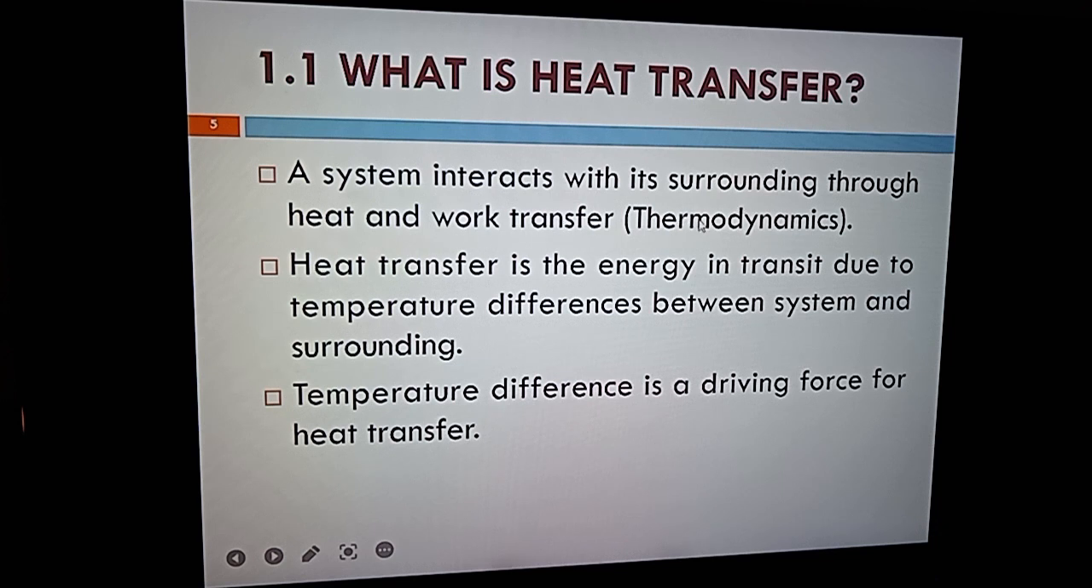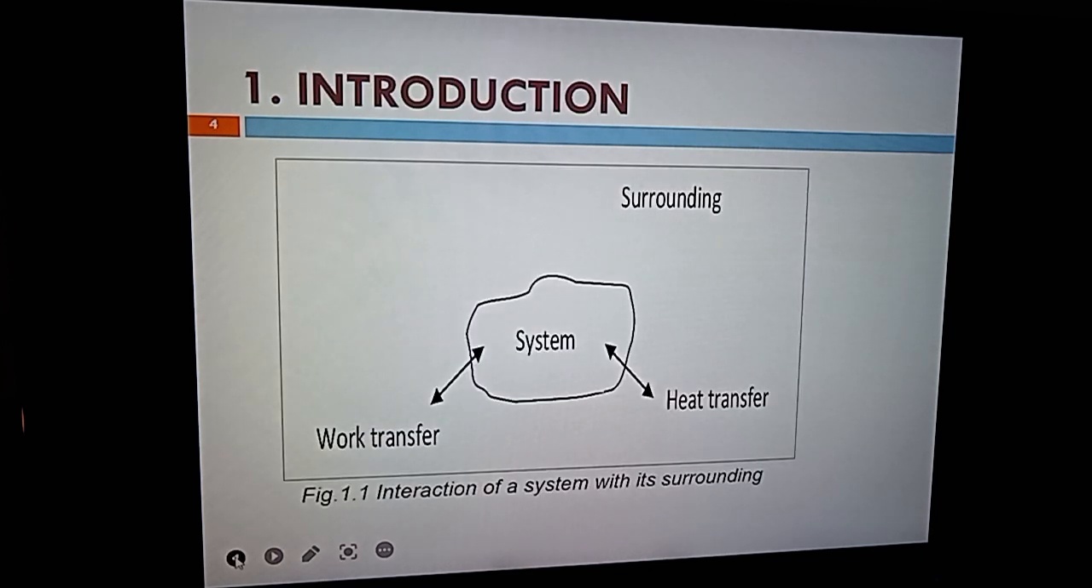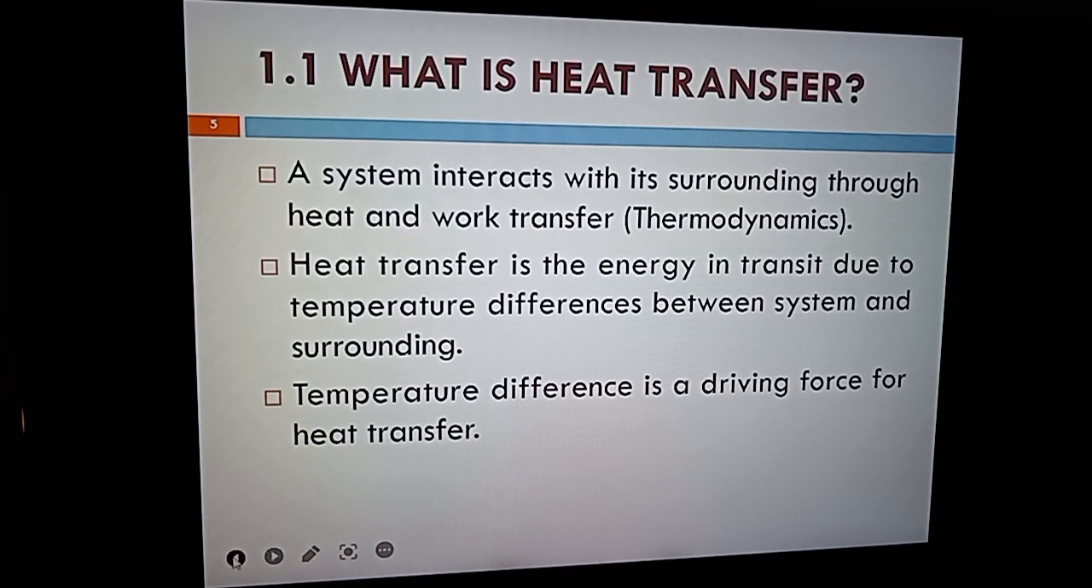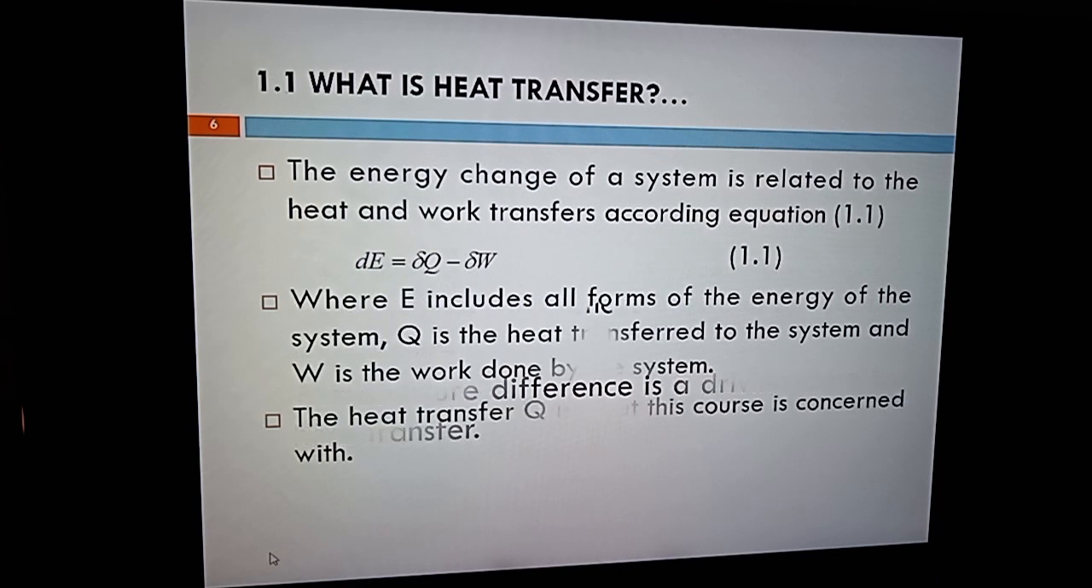Thermo means heat, dynamics is movement or motion. Heat transfer is the energy in transit due to temperature difference between system and surrounding. Temperature difference is the driving force for heat transfer. That means temperature difference is the driving force for heat transfer. So we can see another introduction.